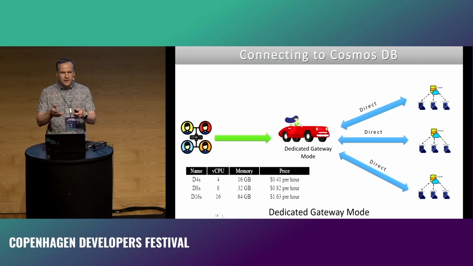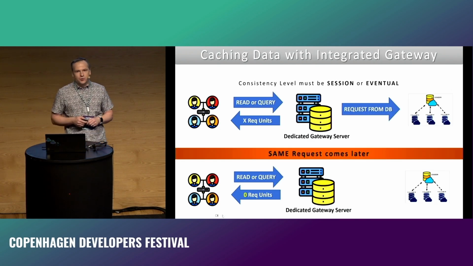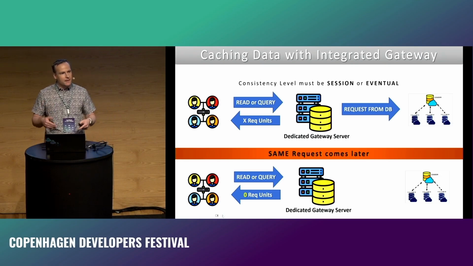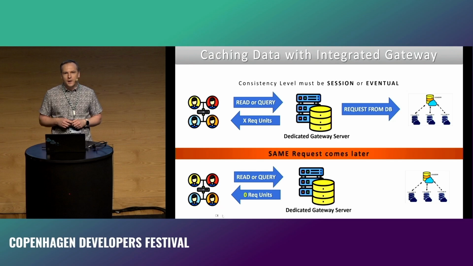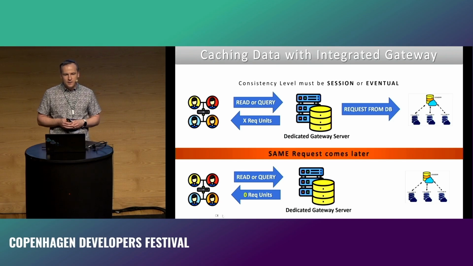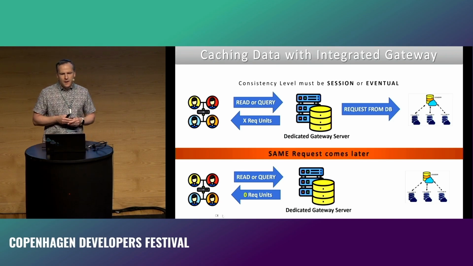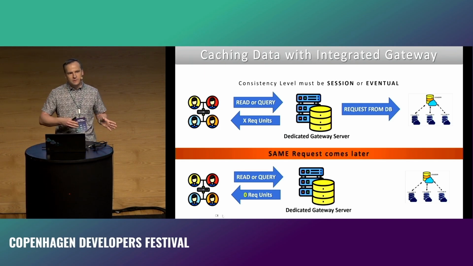But also, in dedicated gateway mode, it gives you a little bit more features, like caching data. If you have an application and you are always using the same data again and again, well, caching might be really a good point for you to actually save some bills with Cosmos DB. As you can see in here, the first time our application is trying to read or query the data, it goes to our dedicated gateway server. The server is the one which is getting the data and pulling it back.